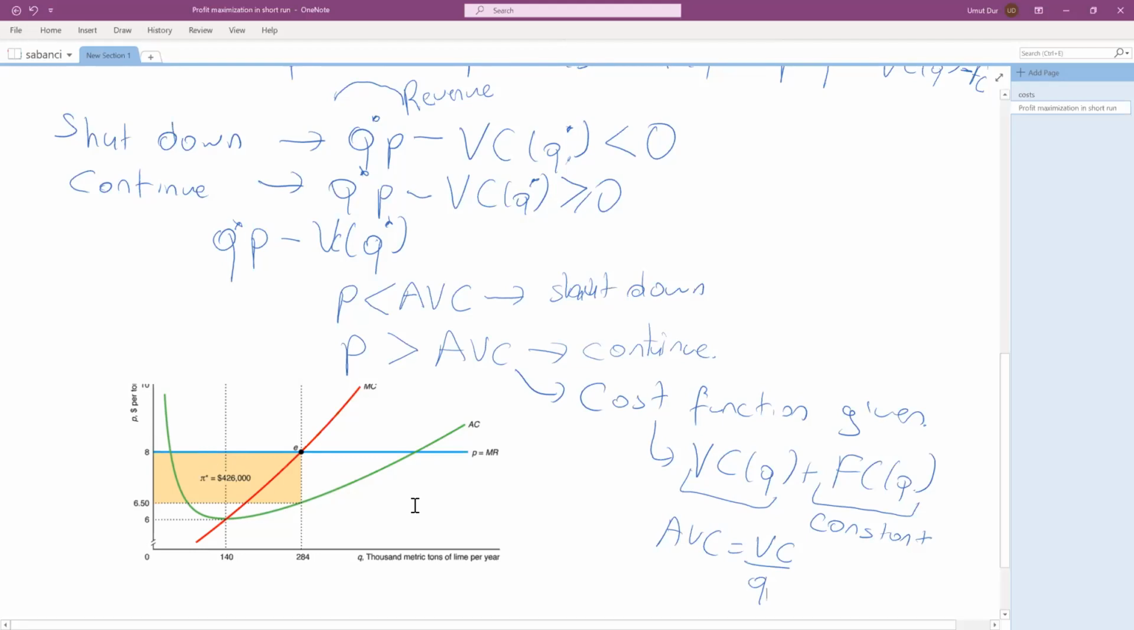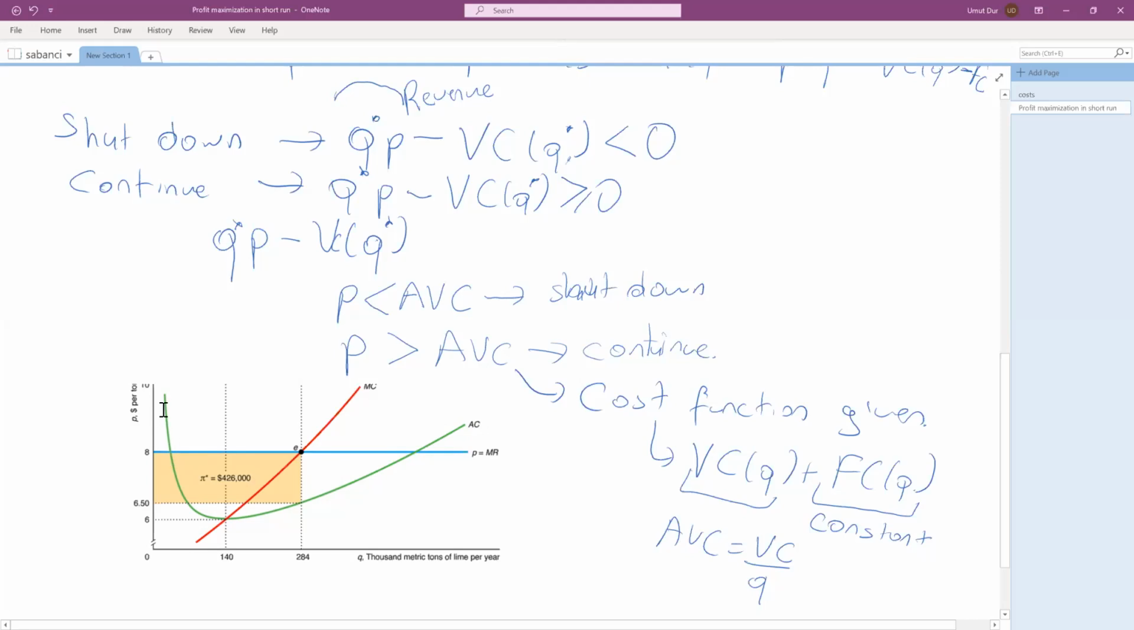So forget about this blue line. Let's just think about the costs. What we have learned before is the relation between the average cost and the marginal cost: the marginal cost will pass through the minimum of the average cost. You can also think about this as the average variable cost. It doesn't matter. And the optimum point here is the following.